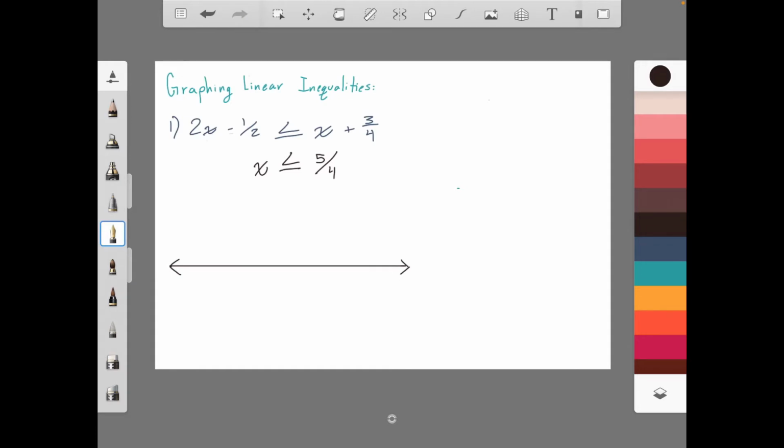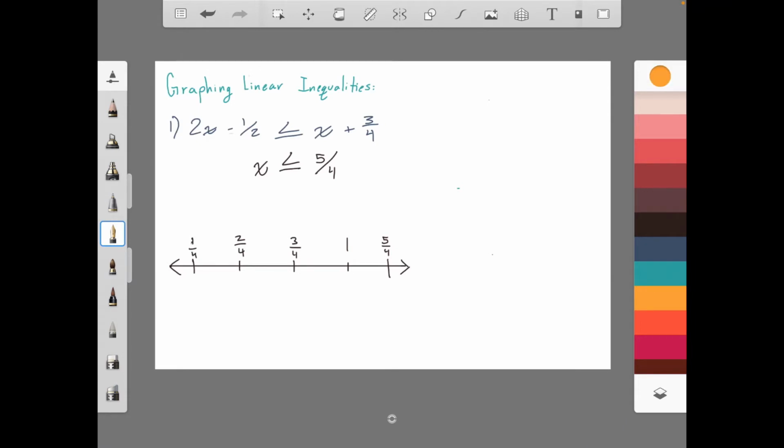So here we have 0, 1, 2, 3. Here we have 5/4, 3/4, 2/4, 1/4. That is our number line.